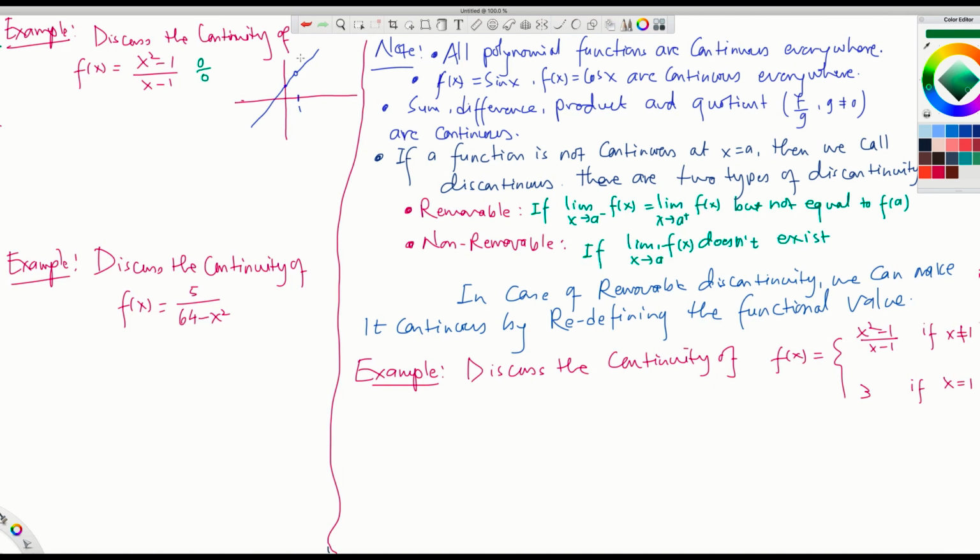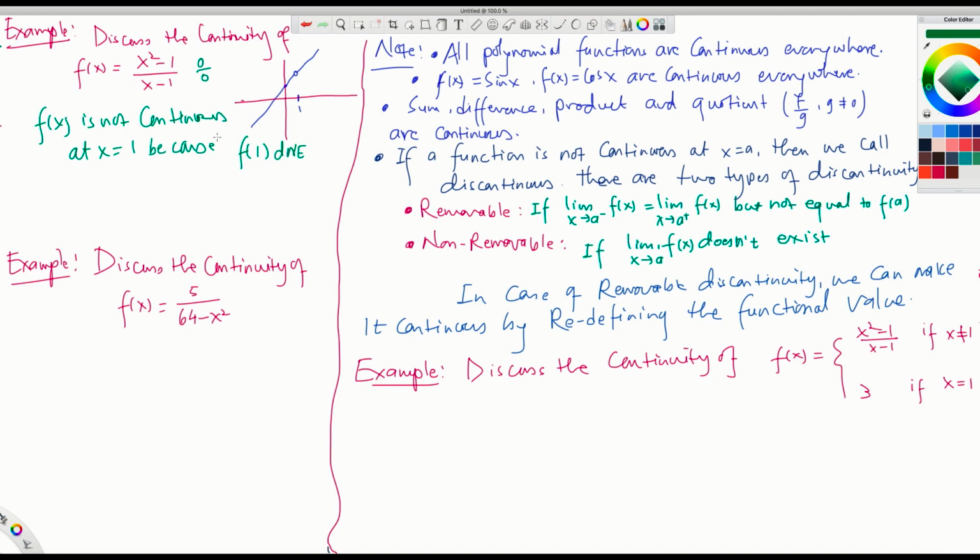But everywhere except 1, the function is defined. You see that it is continuous. At 1, it is not continuous. So f(x) is not continuous at x equals 1 because f(1) does not exist.